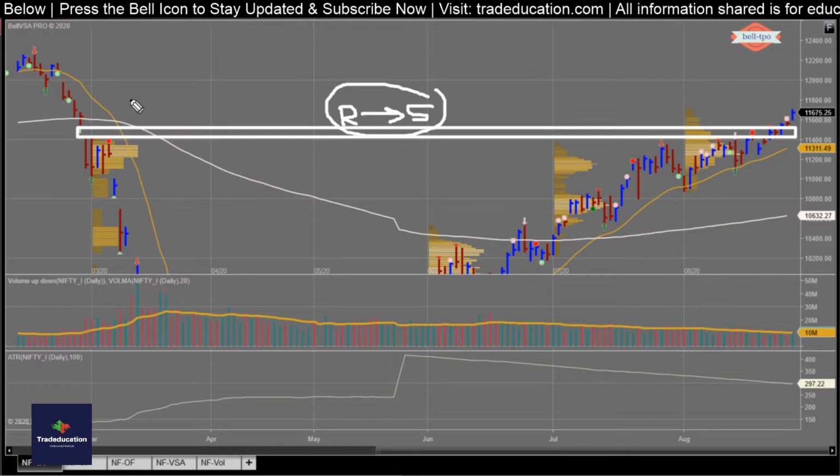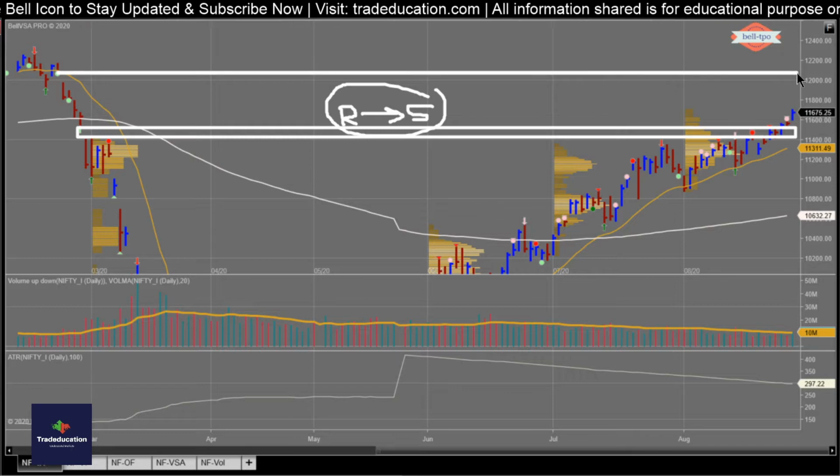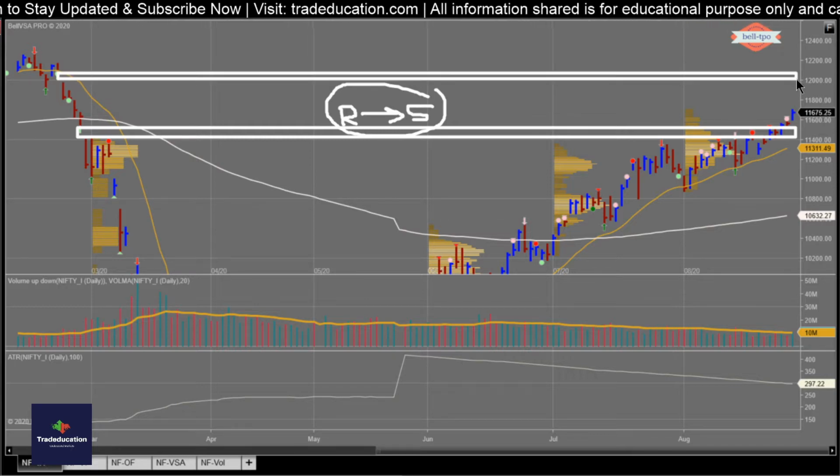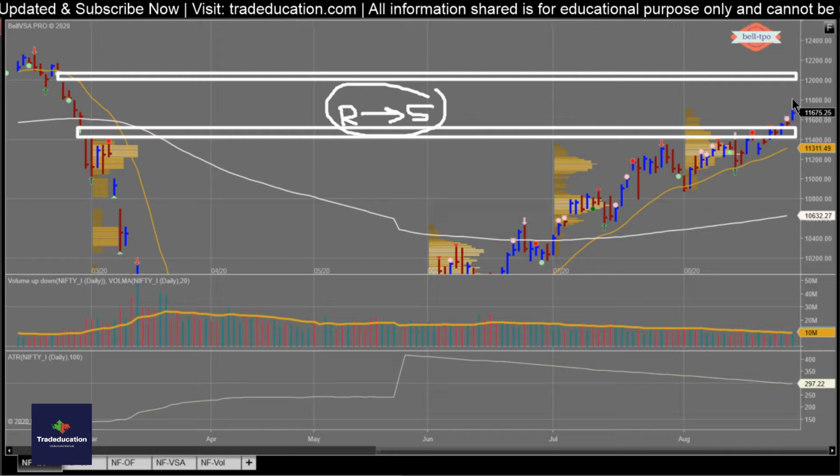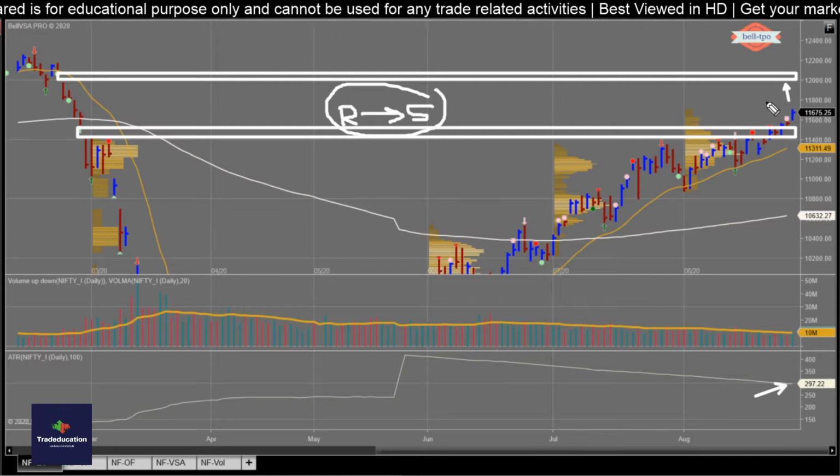Second data point is we have got one more gap, which is around this 12,000 zone. Okay. So we are about 400 points, or I would say 375 points, away from this gap getting filled. And if you see overall, the range of a single day is 300 points.